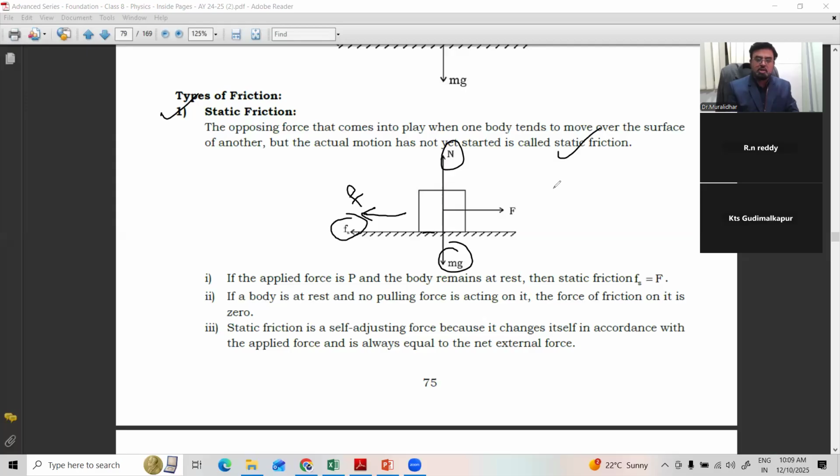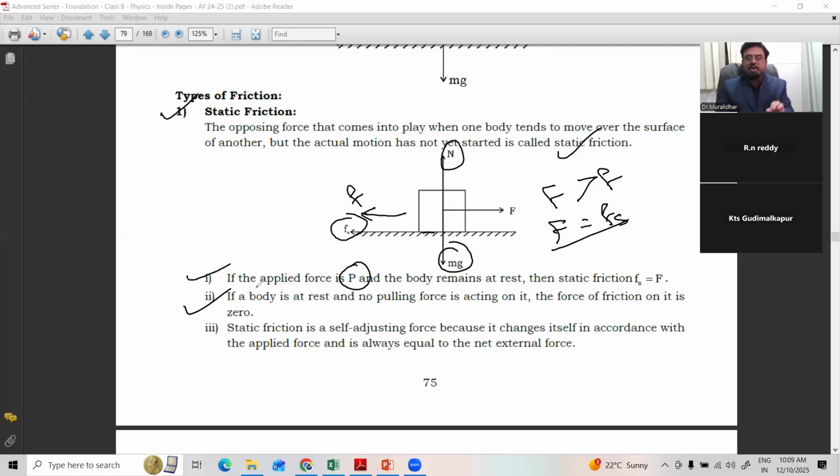Suppose this force F is more than the frictional force, then the body will move this side. When both are the same, the body never moves. See, if the applied force is P and the body remains at rest, the static friction Fs is equal to F. You can call it Fs. If the body is at rest and no pulling force is acting on it, the force of friction on it is 0. When there is no external force acting, frictional force is also 0.